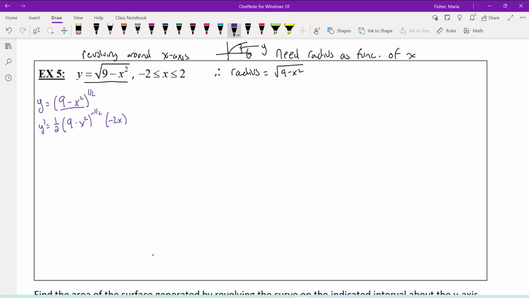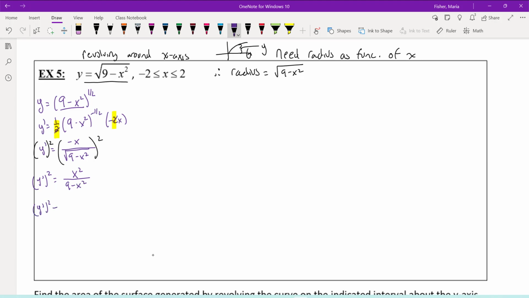Rewriting this without a negative exponent and back as a radical, the 2 and this 2 will cancel, and all we have left is that negative x in the numerator, and in the denominator it would be the square root of 9 minus x squared. Squaring both sides, y prime squared would equal, well, negative x squared is just x squared, and the square root of 9 minus x squared, squared, is just 9 minus x squared.